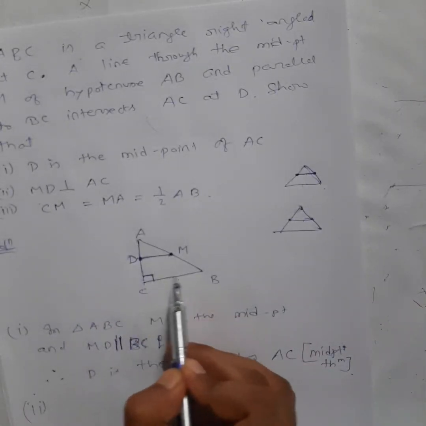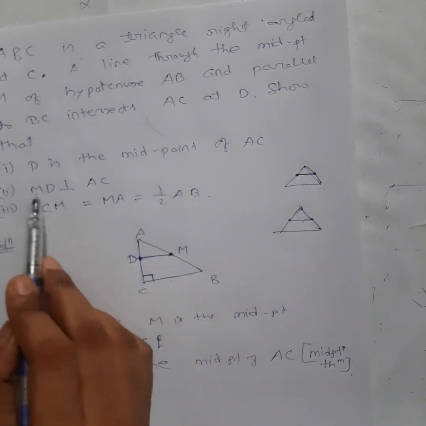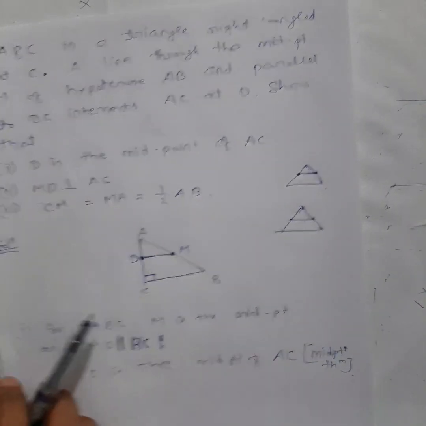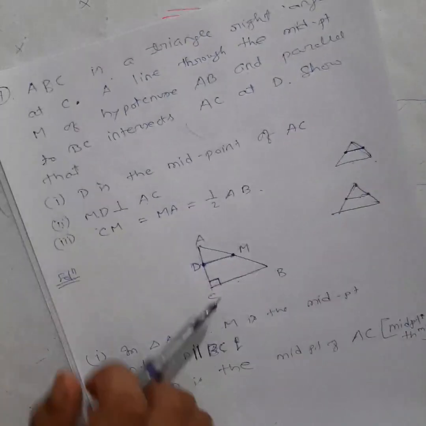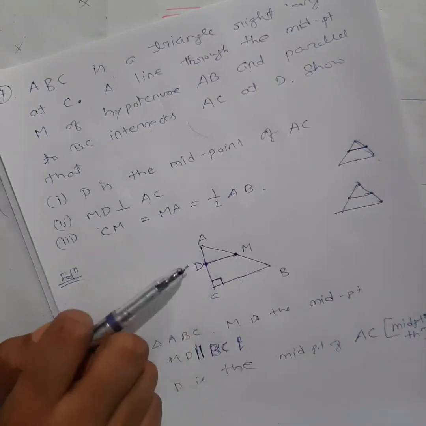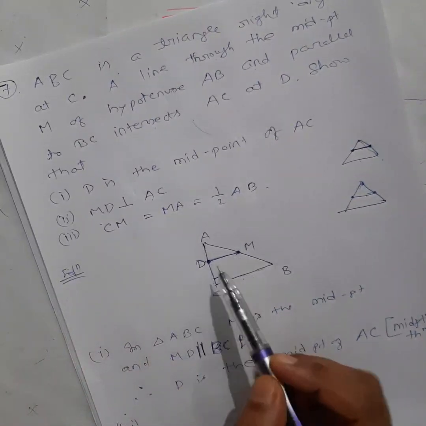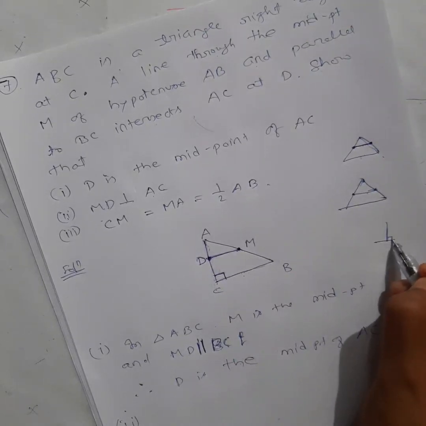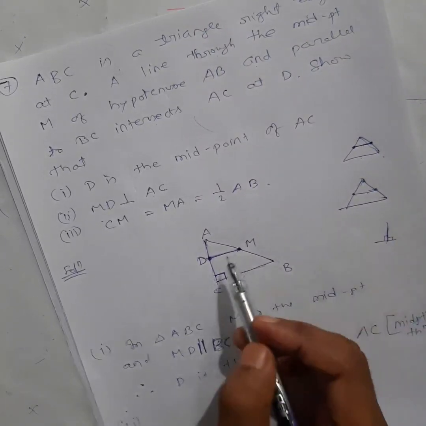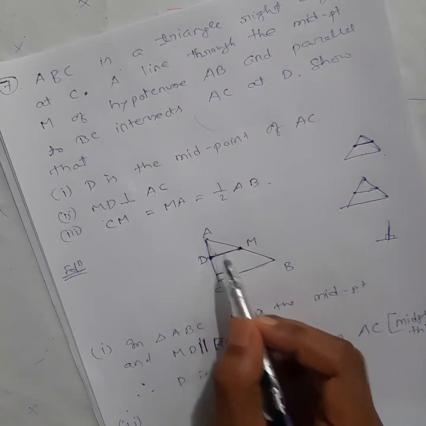Number two. We came to know that this is parallel to this one, and this is the midpoint. Next, what they have asked you to show. Number two, MD is perpendicular to AC. Perpendicular means MD makes 90 degrees with your base AC. MD is this one. You have to show this line is perpendicular to AC. Perpendicular means this line always makes a 90 degree angle. So I have to show this line makes a 90 degree angle with this line, meaning this angle and this angle are 90 degrees.